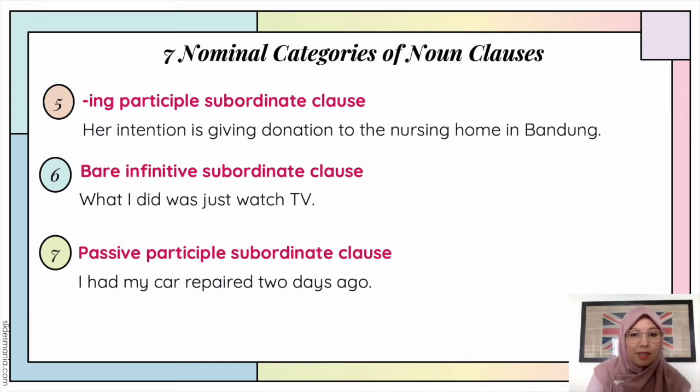Okay, other categories. Let's check. The fifth one, in participle subordinate clause. The sentence: her intention is giving donation to the nursing home in Bandung. The next one, bare infinitive subordinate clause: what I did was just watch TV. The last one, passive participle subordinate clause: I had my car repaired 2 days ago.